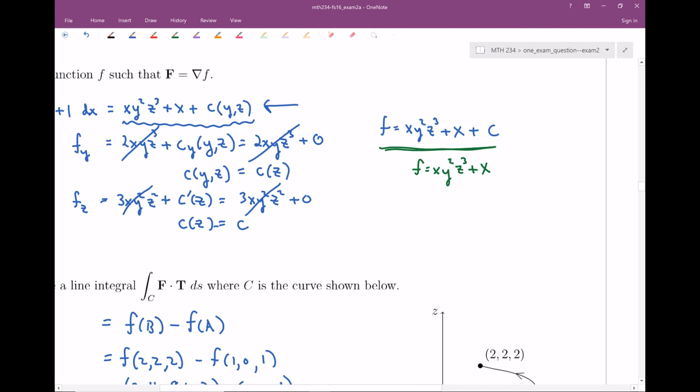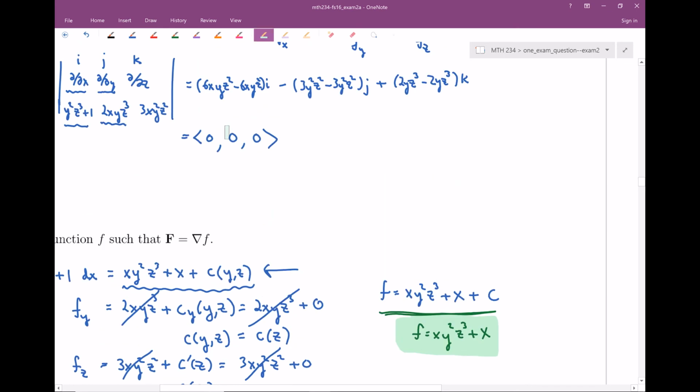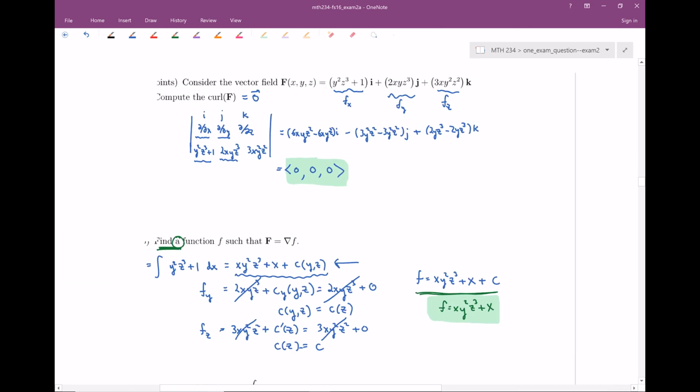All right, so I got the answer 65. I'll also highlight my other answers. We only need a function, and we were hoping that the curl was 0, so that way we have a nice conservative vector field. All right, that is it for this question.